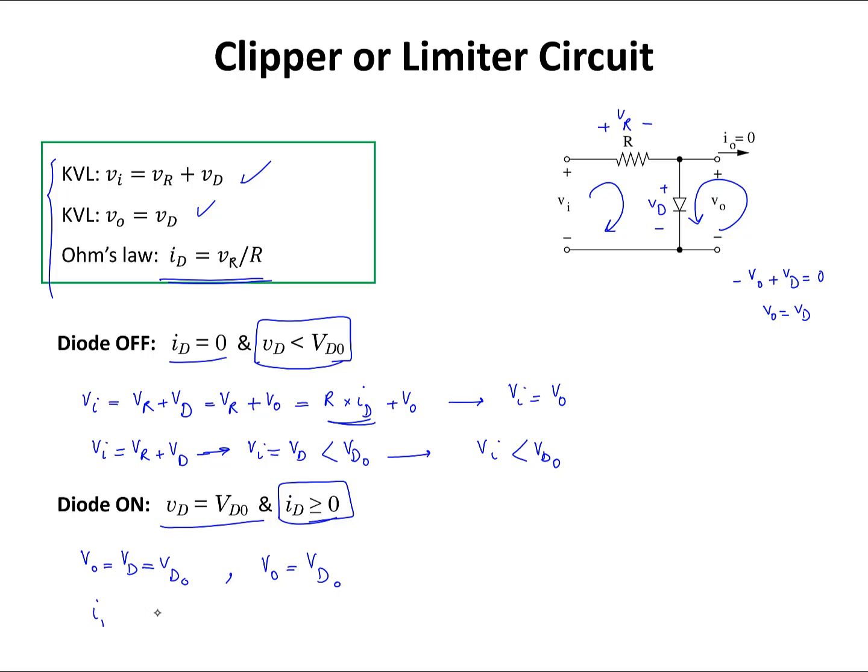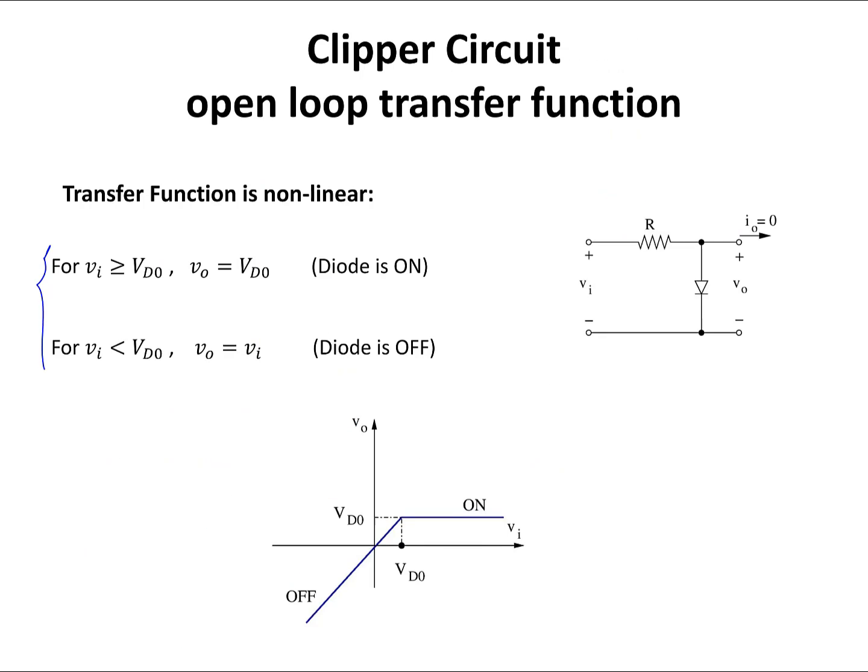I can write ID equals to, ID is the current that flows through the diode and the same current flows through the resistor. So this is ID as well. As a result, I can write ID equals VI minus VD divided by R. This current is greater than or equal to 0. From there, I know that VI must be greater than or equal to VD, which in this case is equal to VD naught. So for VI greater than or equal to VD naught, V out is a constant value equal to VD naught.